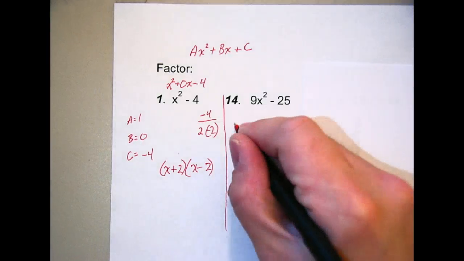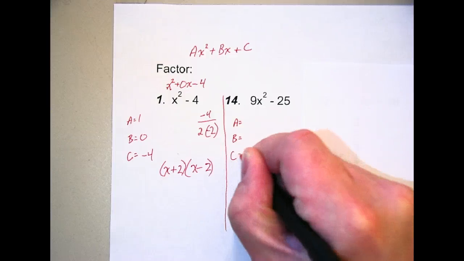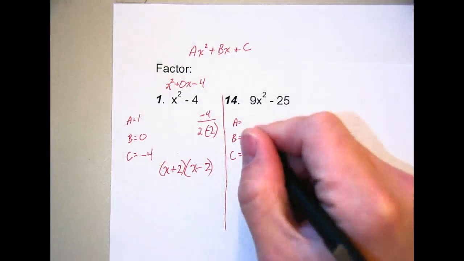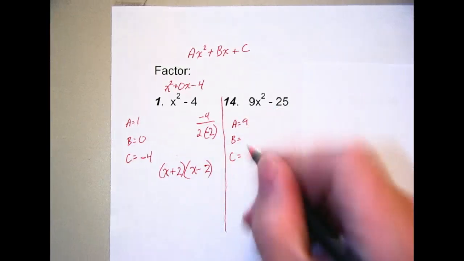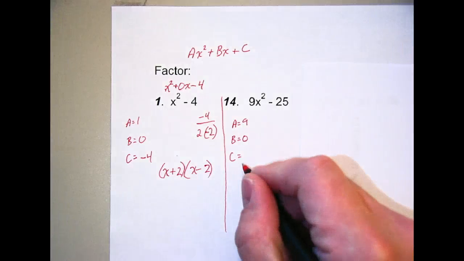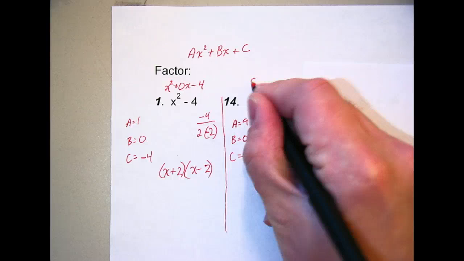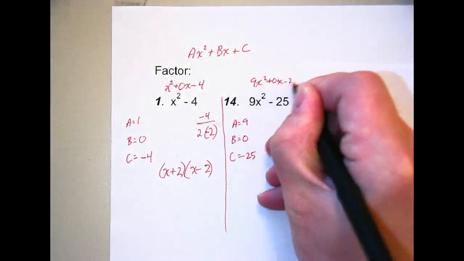No. Start by identifying A, B, C. And if it helps you to rewrite it, rewrite it. Okay, what'd you get for A? 9. JC, B? 0. Chelsea, C? Negative 25. All right. So we get 9x squared plus 0x minus 25.